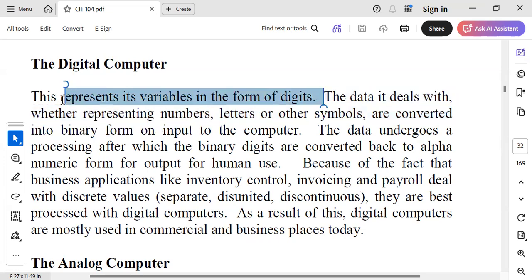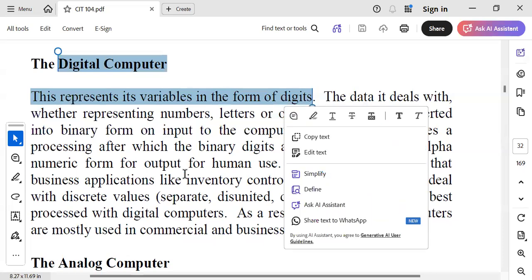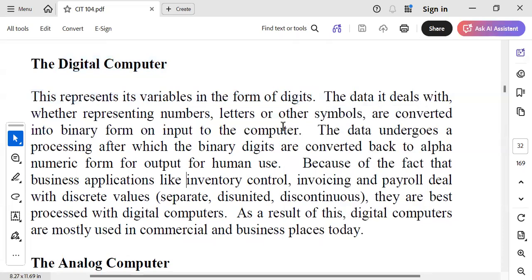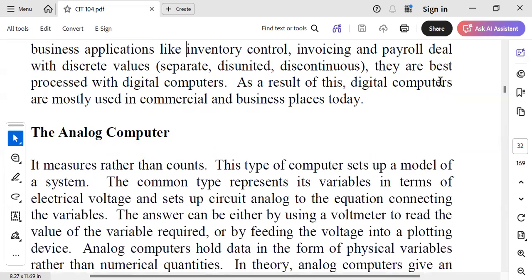The reason why you are not getting it is that they just started from this "represent", you understand? But the full topic is: digital computer represents its variables in the form of digits. Then you have the topic sentence. All right, thank you. That is wonderful.